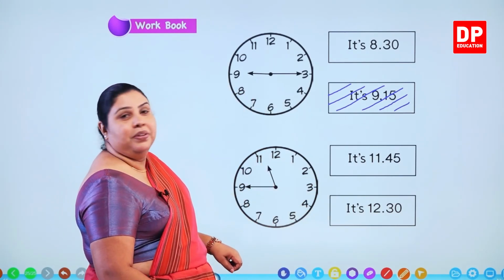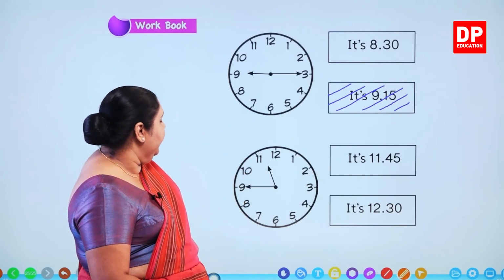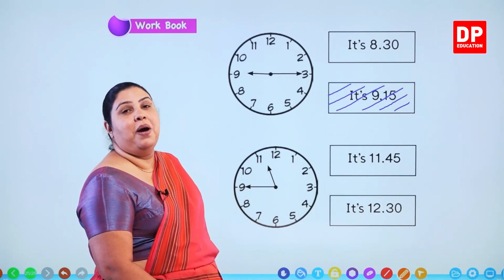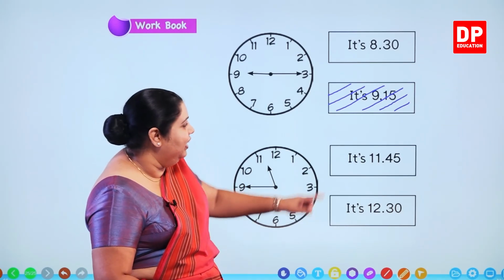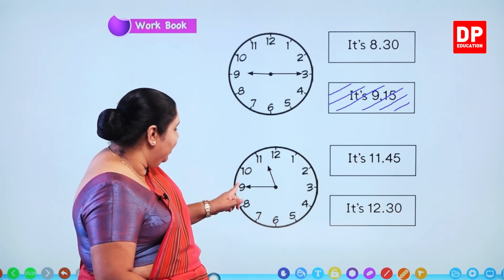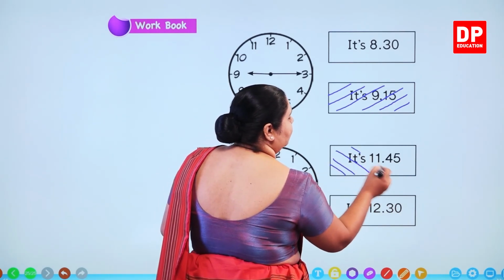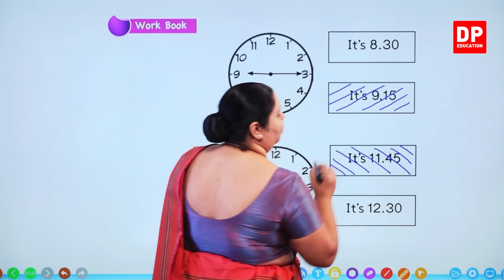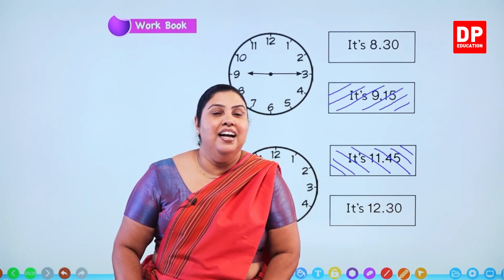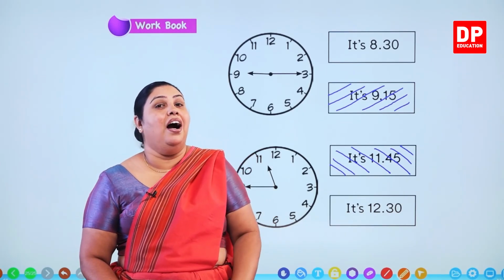Last one. The short hand is in number 11 and the long hand is in number 9, which means 45 minutes past. What is the correct time here? 11:45 or 12:30? It is 11:45. So you have to color this box which says 11:45. All right. So now we have completed our activities in the workbook with our clock.